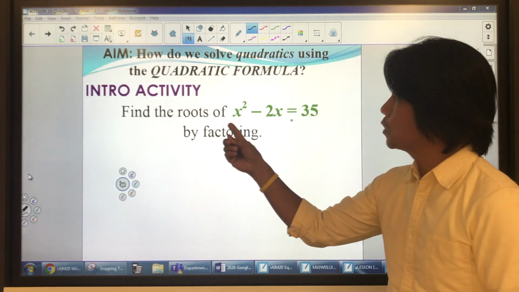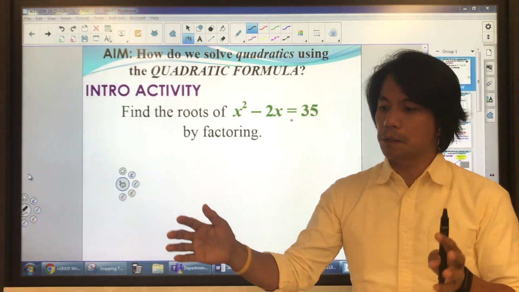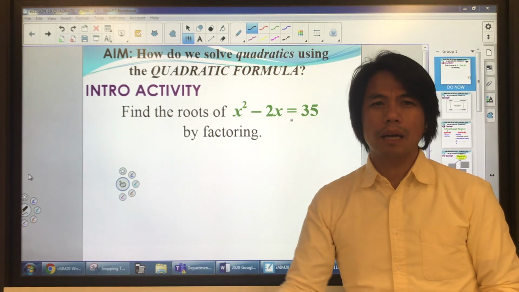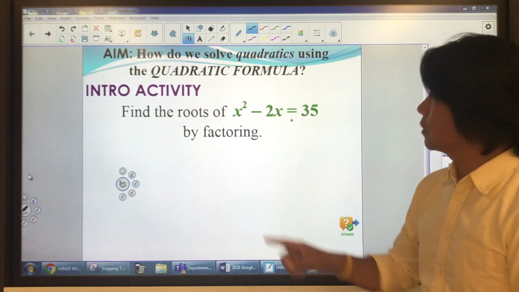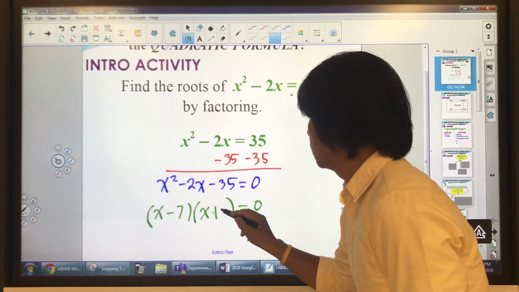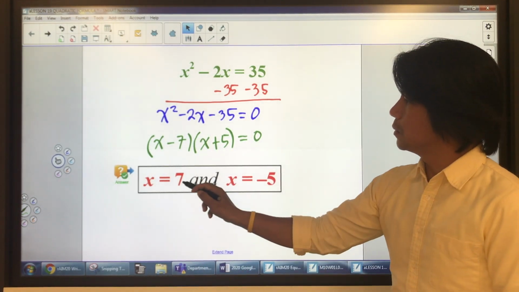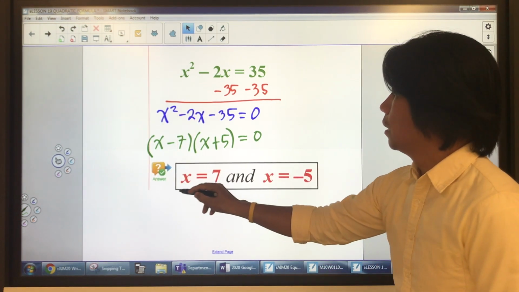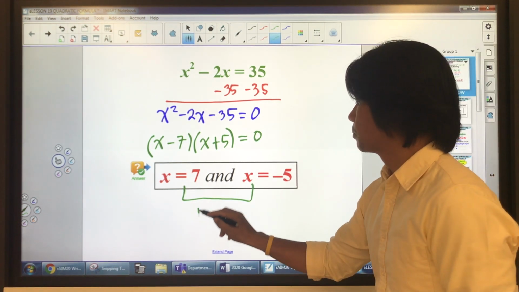It says find the roots of x squared minus 2x minus 35 by factoring. Be sure to check the link of the videos that I did in the description box, where I shared how to solve quadratic equations using factoring. Finally, you're going to have a value of x equal to 7 and x equal to negative 5. These are the roots of the quadratic that was given to us.